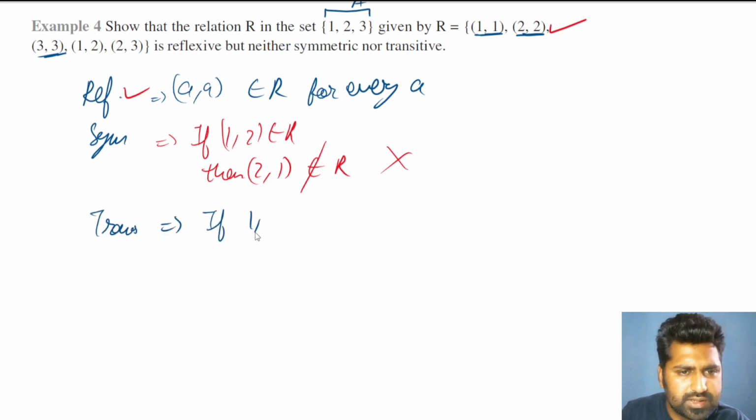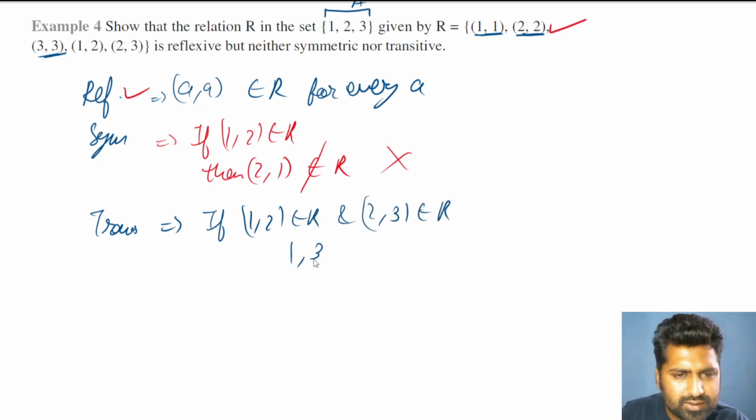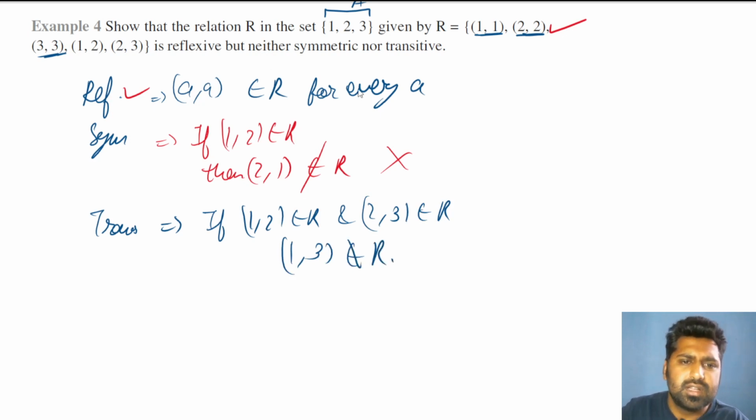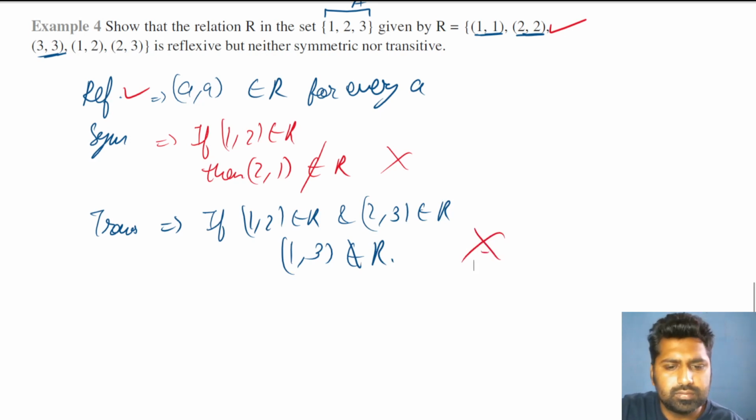If 1 comma 2 is there, fine, and 2 comma 3 is there, fine, but is 1 comma 3 present? No, 1 comma 3 is not present, so definitely not transitive also. Okay, so if you have the relations defined like this, 1, 1, 2, 2, 3, 3 in the roster form, it's very easy to understand this, because all you have to do is check whether the elements are present or not as per the condition.